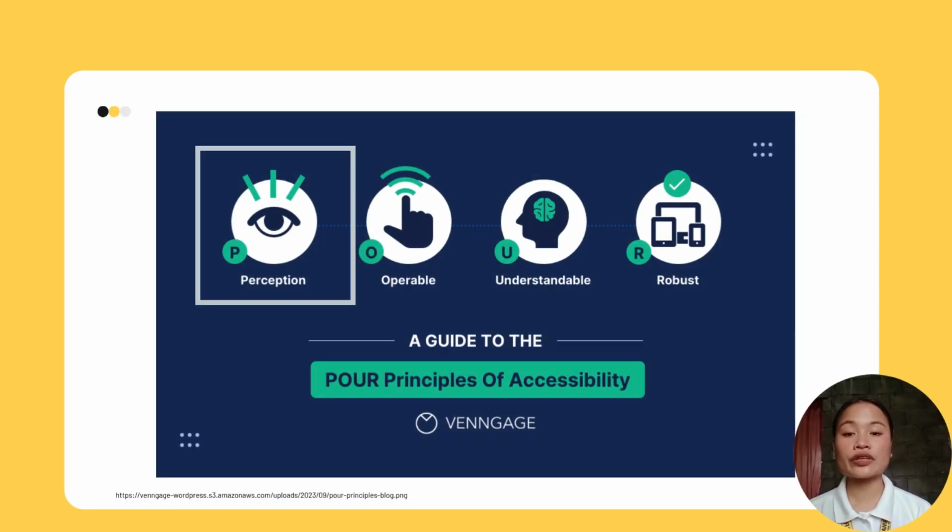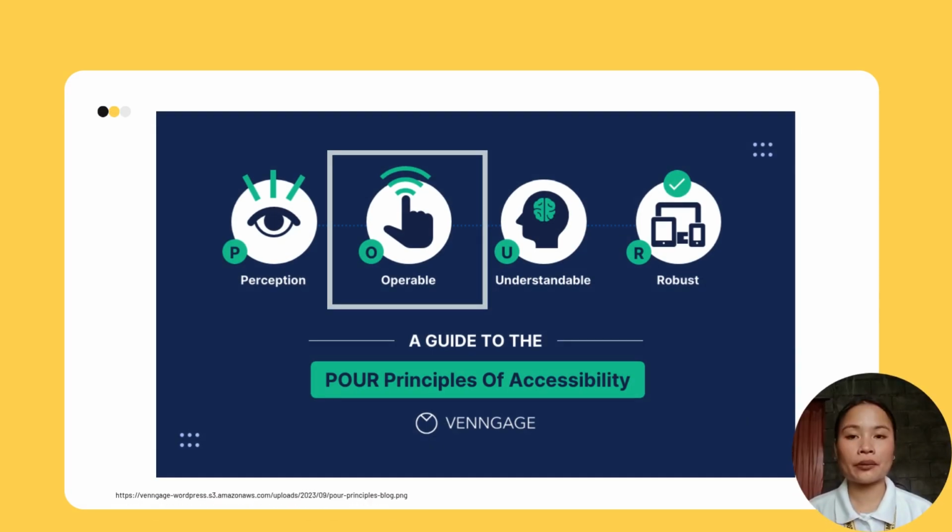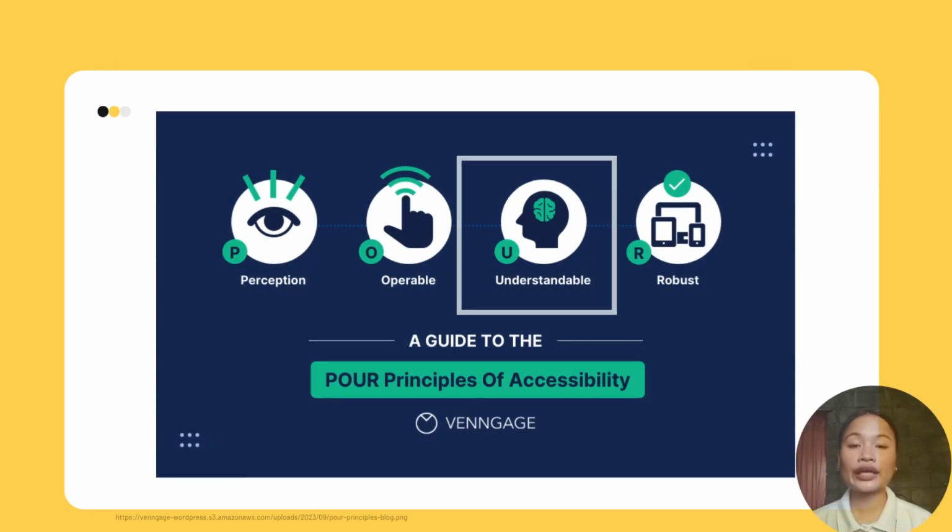Information in the user interface components must be presented in ways that users can perceive, regardless of their sensory capabilities. O stands for operable. Users must be able to navigate and interact with the digital content using various input methods like keyboards, screen readers, or voice commands. This principle also includes designing content that doesn't cause seizures and allows users enough time to read and use the content. U stands for understandable.